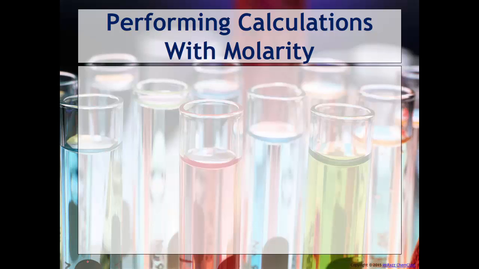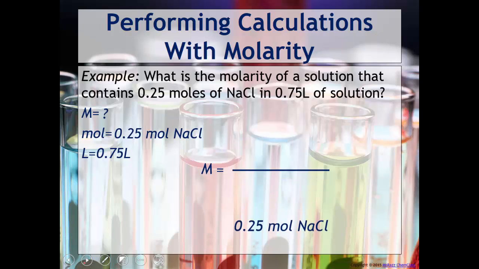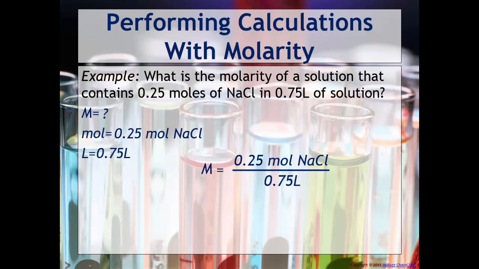So this brings us to what you're actually going to have to do on the test, is you're going to have to do some calculations. So let's say I want you to find the molarity of a solution that contains 0.25 moles of salt in a 0.75 liter solution. So what we don't know is the molarity. We do know how many moles we have, 0.25, and we know our liters. So then we're just going to use our equation. Our equation says that molarity equals the number of moles divided by how many liters we have.